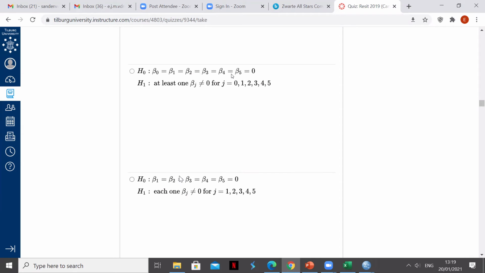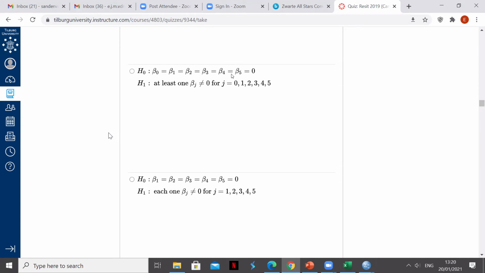Okay, is this one right? Because I have beta 1 up until and including beta 5 is 0. Okay, that's correct. But this is wrong, because it isn't true that each one has to be non-zero. And why not? That's because it can be useful if only one variable is non-zero. If all the others are 0, it's still useful, right? Because there is one non-zero one. So it's not true that each one of them needs to be 0.